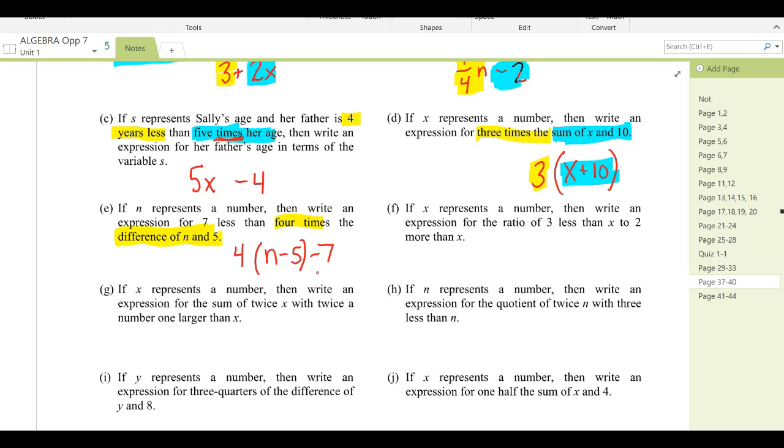There's no doubt. If x represents a number, write an expression of the ratio. Ratio means what? Divide. Of 3 less than x. How do I write 3 less than x? 3 minus x. No. Oops. Sorry. 3 less than x.